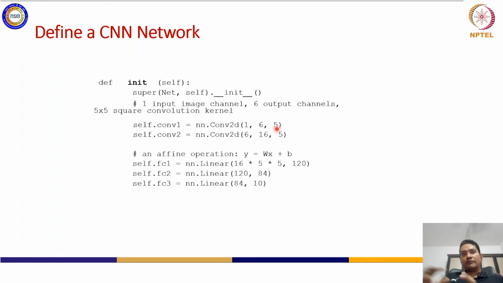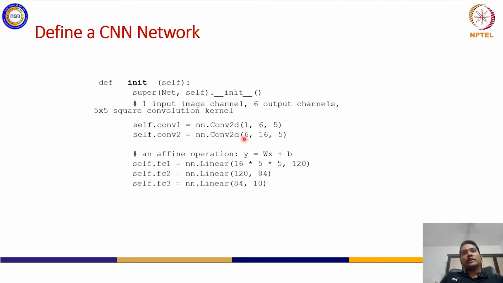If you don't have square kernels or square convolution filters, you can define them with a comma and parentheses with the dimensions. So if you are using a 5 cross 4 convolution kernel, then you can use 5 comma 4 in parentheses to define your irregular convolution kernel, which we don't use often.